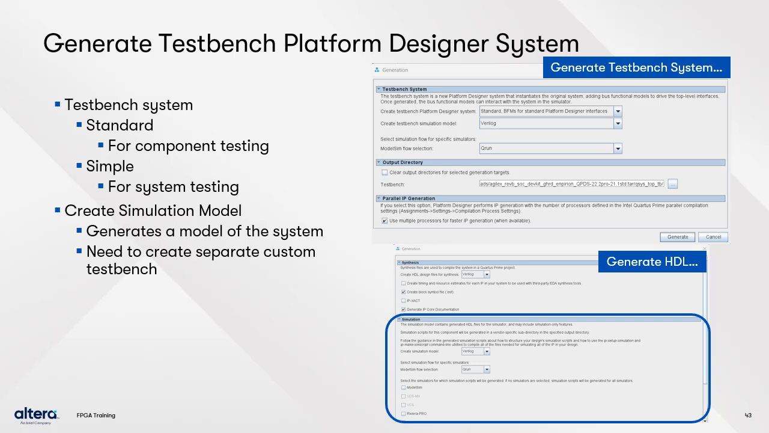First, you have the option to create only a simulation model for your system with either Verilog or VHDL. When doing this, you'll need to create a separate and custom test bench in order to exercise the simulation model. Alternatively, you can create a test bench system which includes the simulation model in addition to BFM, depending on your setting. If you choose standard, BFMs will be inserted for all exported interfaces.